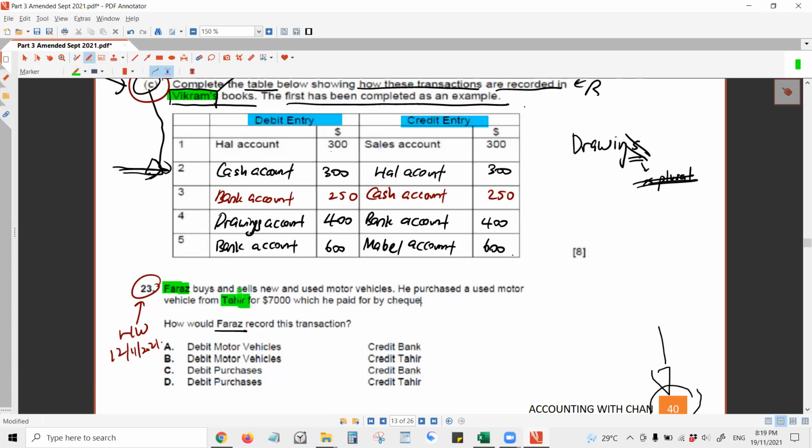You have to see the requirement sentence. They ask you, how would Faraz record this transaction? Transaction means event in business. So we are Faraz. We are Faraz in this question.